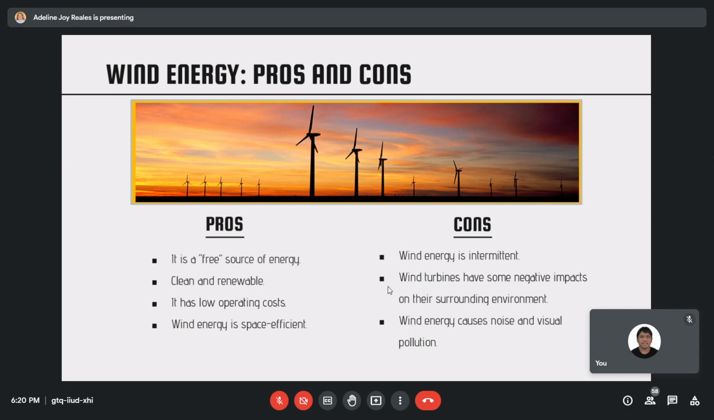Then lastly, wind energy causes noise and visual pollution. Wind turbines can be noisy when operating, as a result of both the mechanical operation and the wind vortex that's created when the blades are rotating. Furthermore, because wind turbines must be constructed high enough to capture a significant quantity of wind, they sometimes disrupt otherwise scenic landscapes such as mountain ranges, oceans, and more.